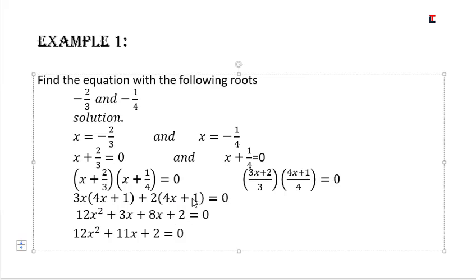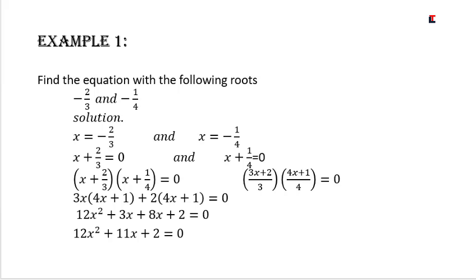This and this, don't forget, they must be the same. So opening this, 3x times 4x, I will have 12x squared. 3x times 1, I will have 3x. 2 times 4x, I will have 8x. 2 times 1, I will have 2 equals 0. So 12x squared plus 3x plus 8x will give me 11x, then plus 2 equals 0. So this is the equation that these roots will give us.